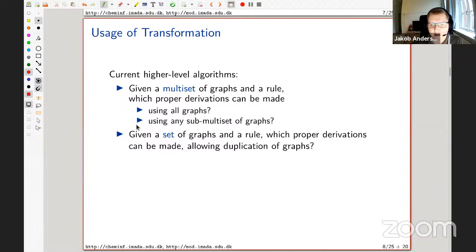The thing we have worked a lot on is where we just have a set of graphs and some rule, and now we just want to know which proper derivations we can make from this set of graphs, where we allow duplication of these graphs. So really an enumeration of the language of this graph grammar that we can get from it.